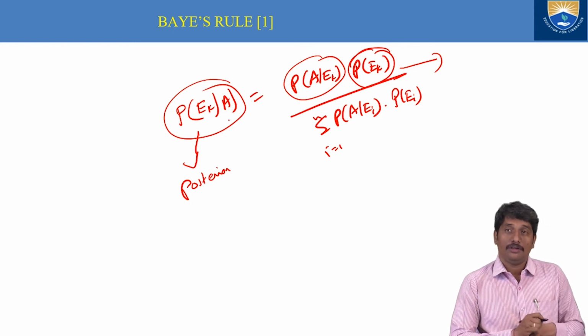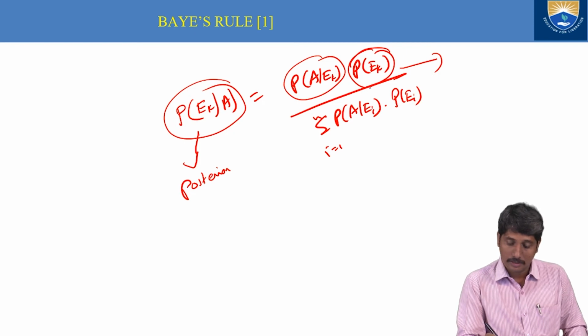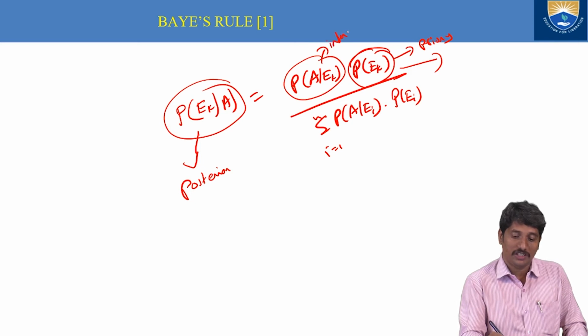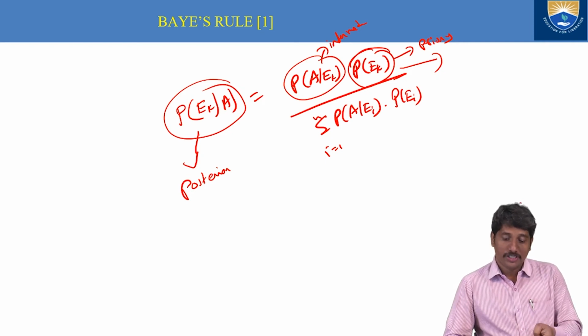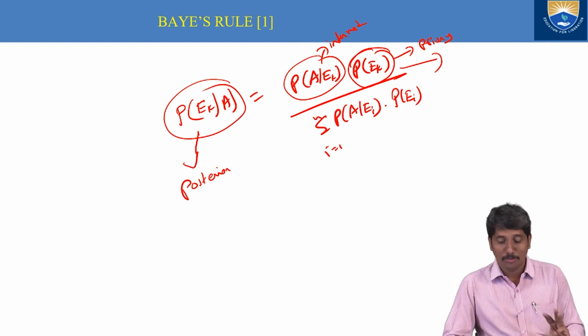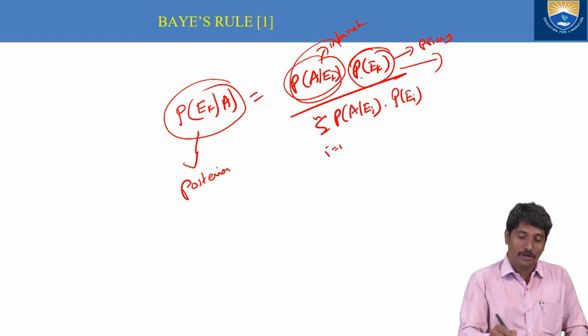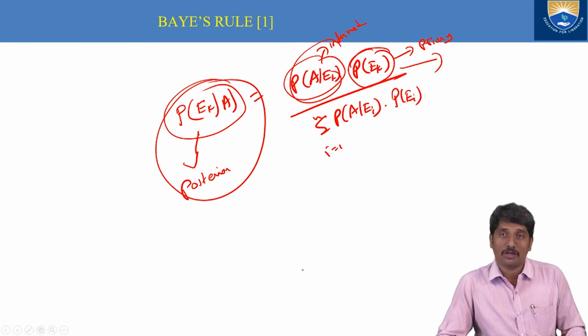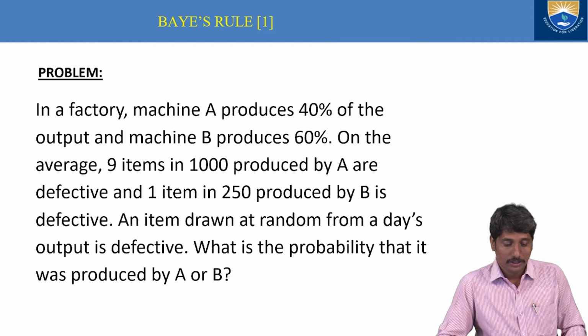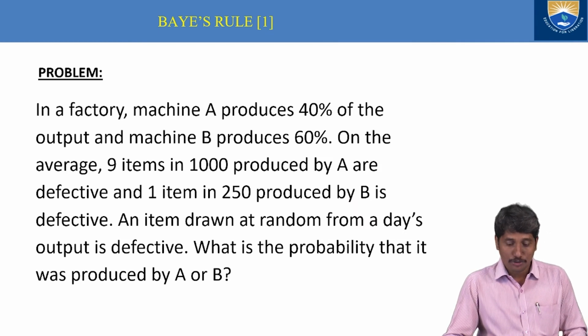Okay. This is the prior probabilities. This is intermediate probabilities or additional information. So, prior, posterior and intermediate. So, these three kinds of probabilities we are using. We are using these two in order to find the posterior probability, that means revised probability. So, that is the reason why it is also called the law of causes or law of inverse probability. Now, we will try to understand the application of Bayes' rule with the help of an example.